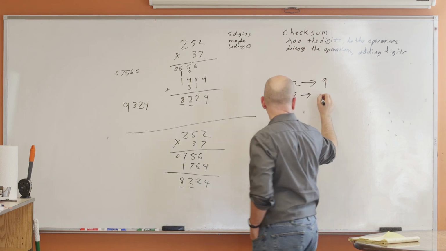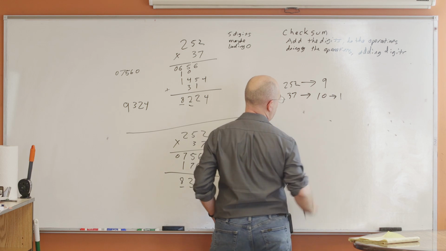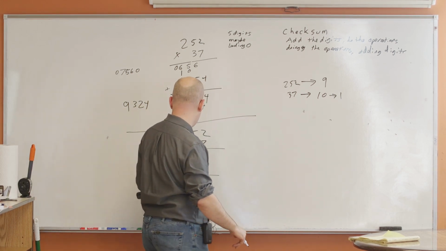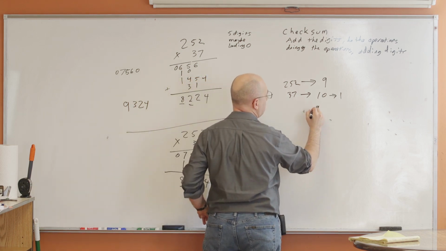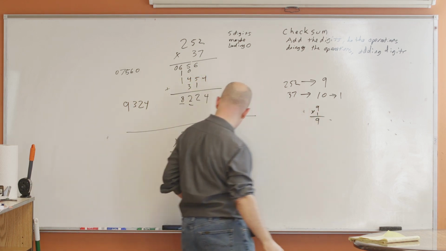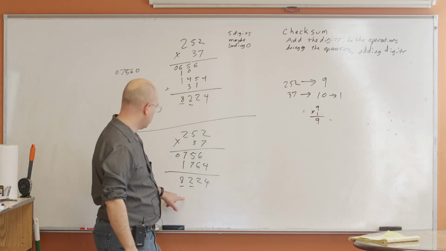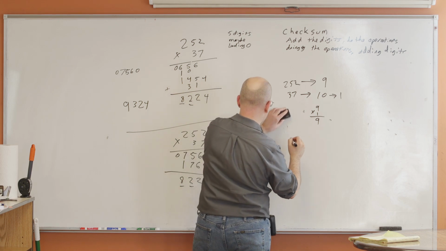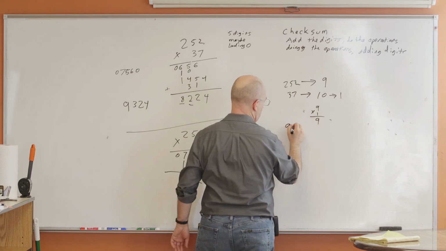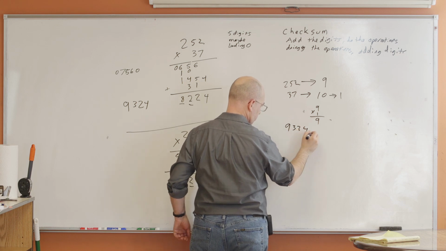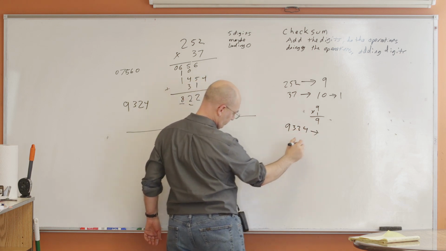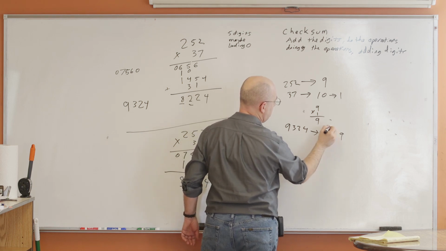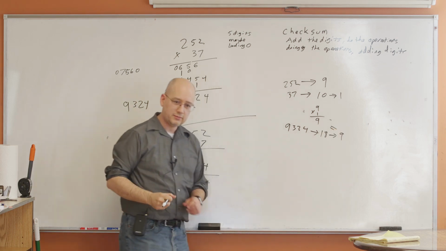37, add them up, you get 10, add that up, you get 1. And then 9 times 1 is 9. So that's cool. And then, oops, where was the actual answer to the multiplication? The actual answer was 9, 3, 2, 4. This adds up to 18, I believe, and that becomes 9. 9 equals 9.